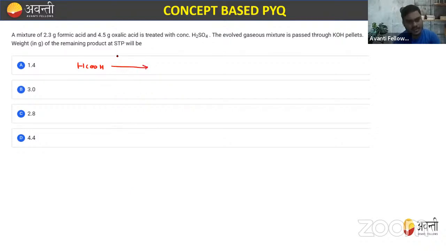So when they are treated with H2SO4, what you will get, beta? H2O plus carbon monoxide, right? H2O plus CO. So at t equals 0, or we say initial phase, a mixture of 2.3 gram of formic acid is given. We can convert this into mole: divided by the molecular mass, that is 46, we get 1 by 20 mole of formic acid at initial, and 0 mole of this will form.